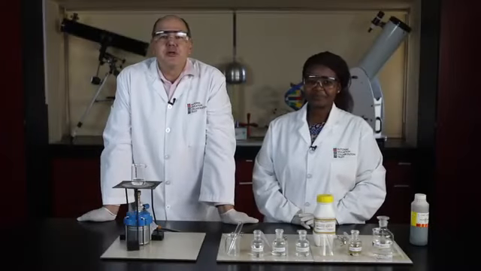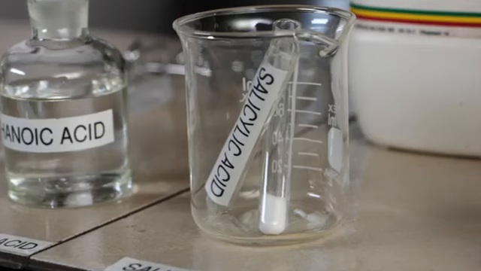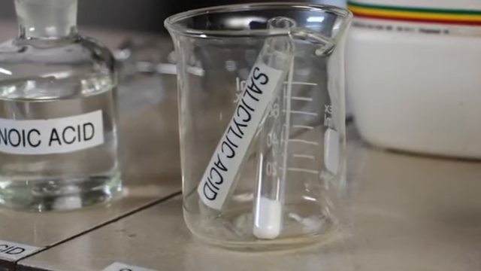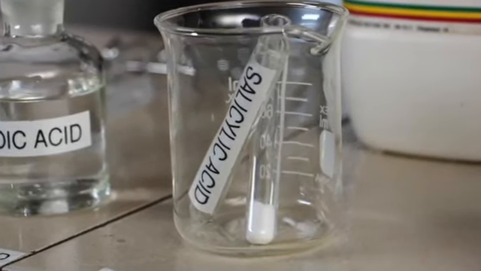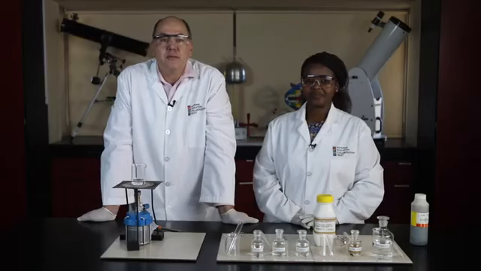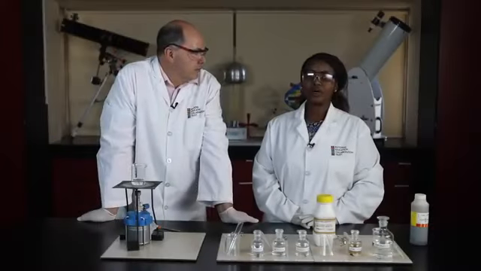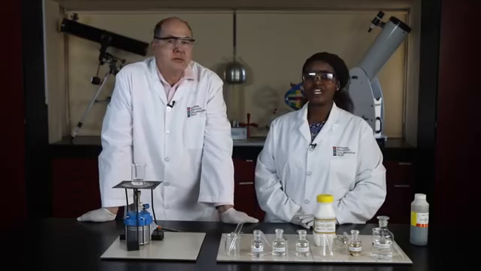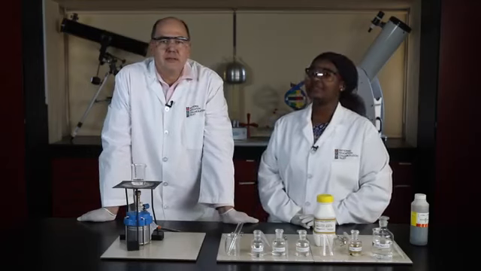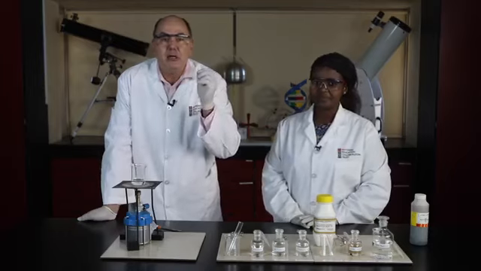This time we use a crystalline carboxylic acid and react it with methanol. Salicylic acid is a crystalline solid. Its IUPAC name is 2-hydroxybenzoic acid. Here is its chemical formula. When we work with a solid acid, we need to change our method slightly. Of course, we first start with a dry, clean test tube.